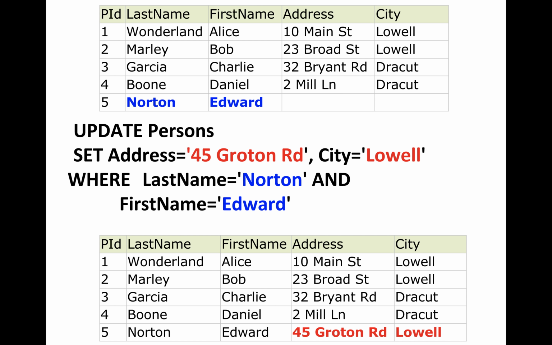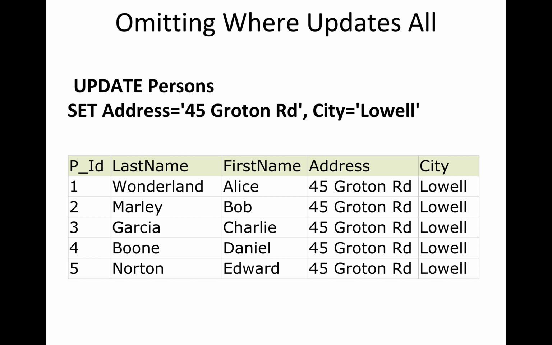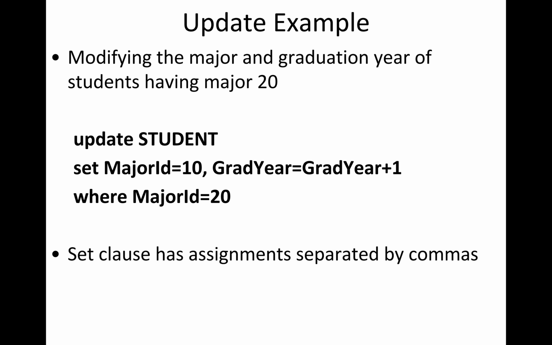So here it is. We have a Norton Edward. Norton Edward didn't have an address or a city. He was homeless. So here we're giving him a place to live on Groton Road, Lowell. So we're setting the address and the city for Norton Edward. Yeah, so here we have inadvertently omitted the where clause, and now everybody lives with Norton. Right, they all live at the same address. Okay, so careful there.